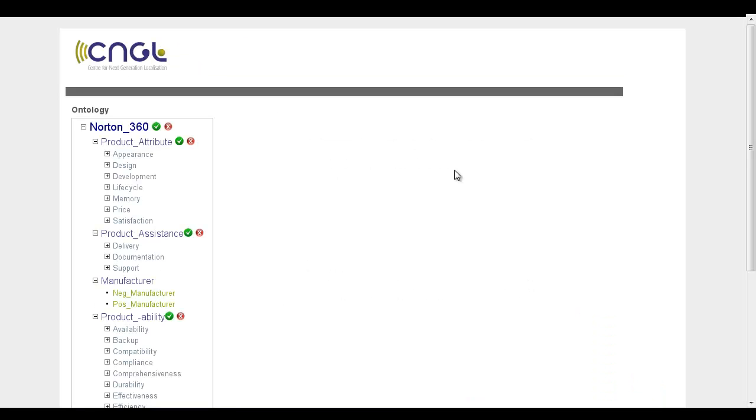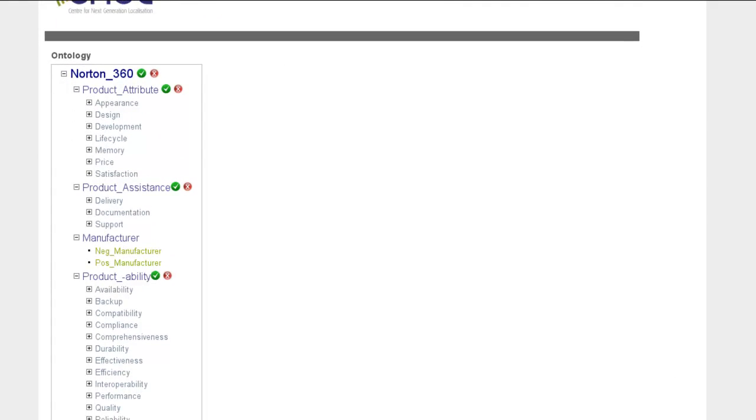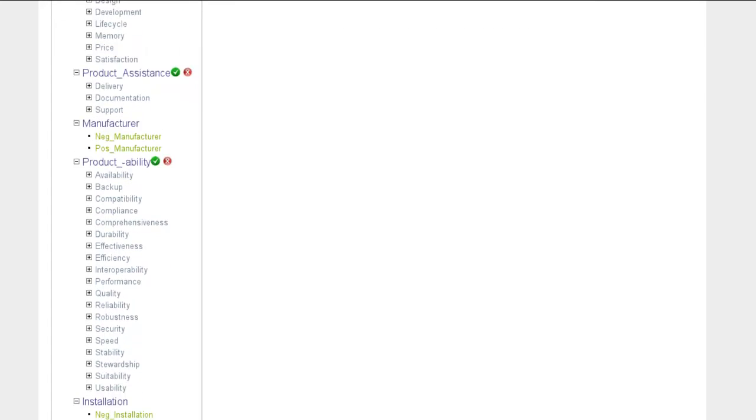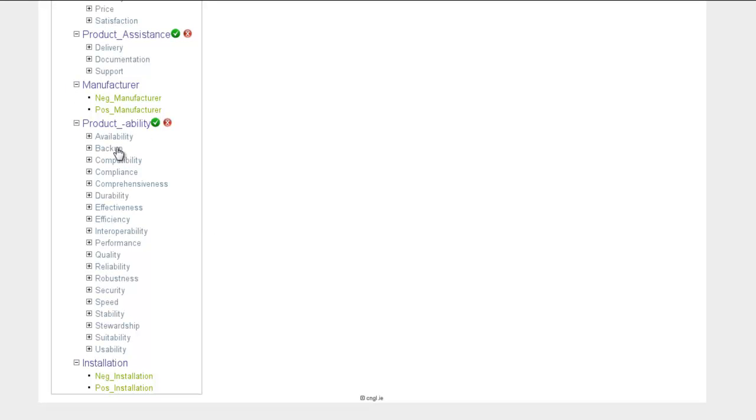So this is the actual demo. As we can see, on the left hand side we have the ontology, which is about Norton 360, and so here we have different aspects of Norton, different dimensions, attributes about Norton, about assistance, about the manufacturers, the installation, and different capabilities of the product, like backup, comprehensiveness, effectiveness, reliability, just to mention some of them.